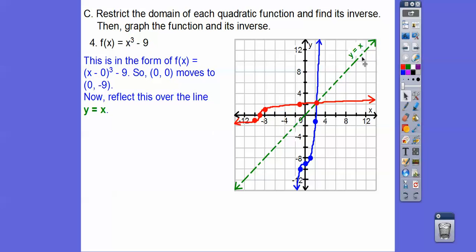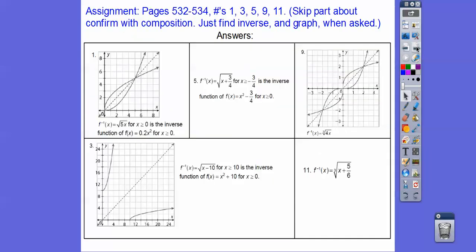All right, let's find the inverse. So now we just do y equals x cubed minus 9. So x equals y cubed minus 9, plus 9 to both sides, cube root both sides, and so there's our inverse function right there.